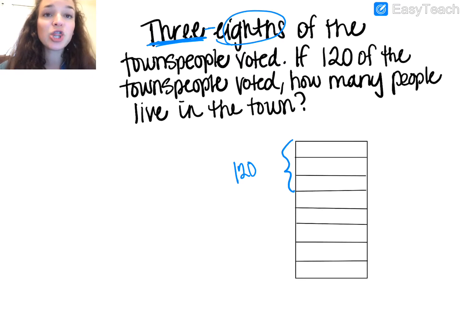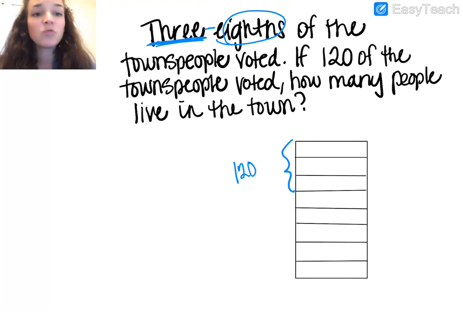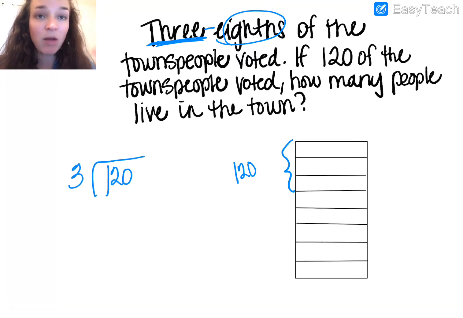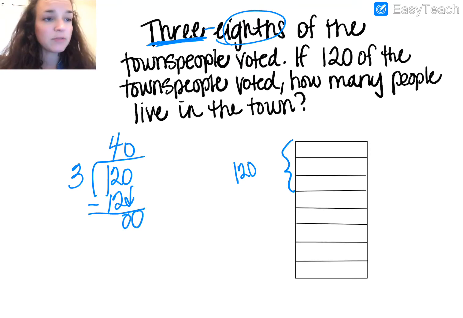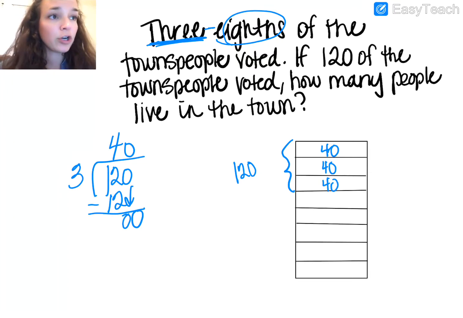So if we know that 3 of these boxes make up 120, then we could simply divide 120 by 3 to see how much each box represents. Well, 3 goes into 12 4 times. 4 times 3 is 12. Then we subtract and we get 0. Bring it down, we get 0 again. So that's 0 times. So each one of these boxes is going to be 40, represent 40 voters, okay?